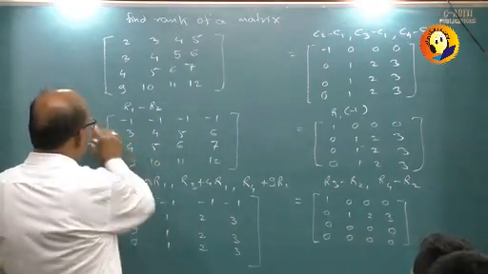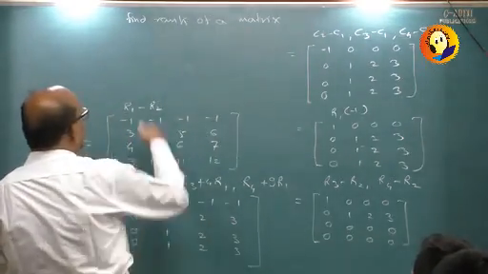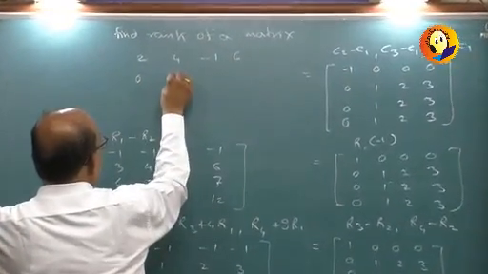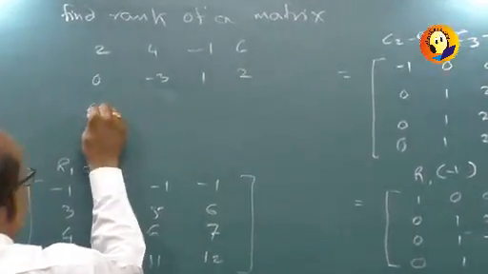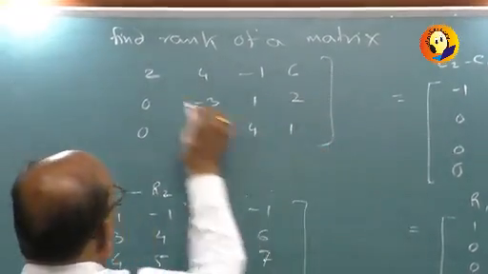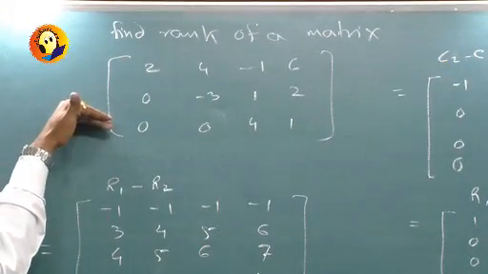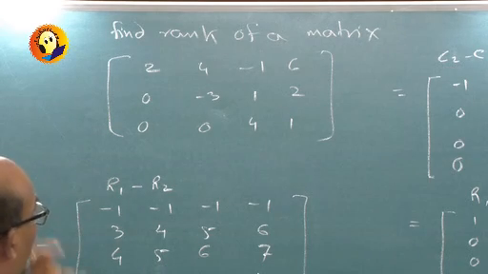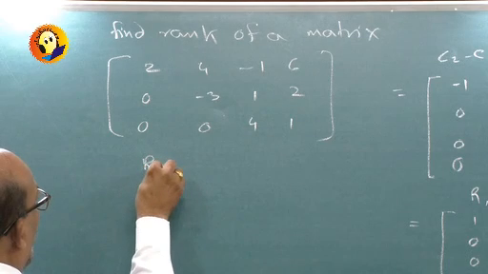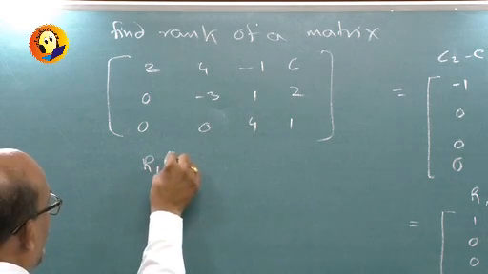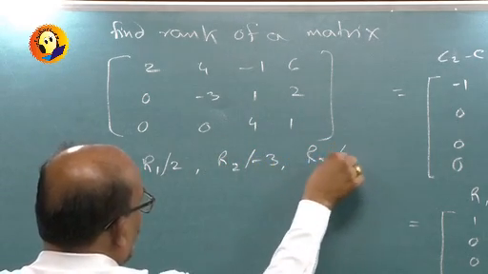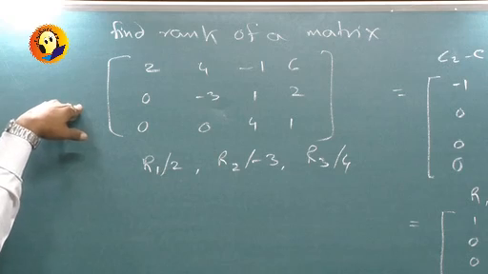I will take one more example and show you. I have reached the canonical form like this: 2, 4, minus 1, 6, 0, minus 3, 1, 2, 0, 0, 4, 1. Till here we had already done it before, right? Now I say that from here onwards, I will say R1 by 2, R2 by minus 3, and R3 by 4. We already know the answer, rank is 3, right?